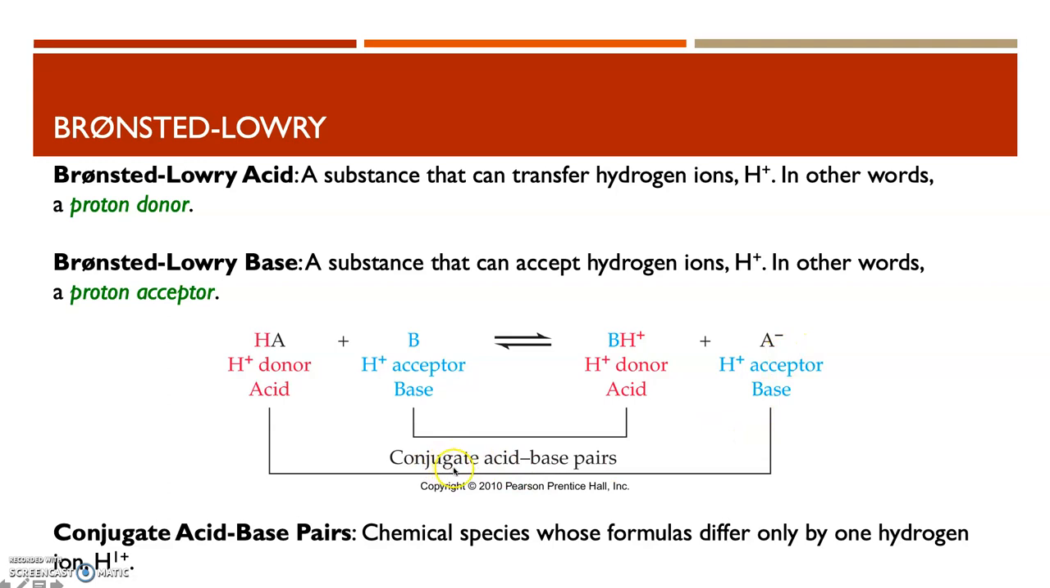So we call these pairs of species conjugate pairs. And when I identify a conjugate pair, I'm identifying the two species that look exactly the same except for the hydrogen ion that has attached to it. So the acid and the base are not the pair. The products here are not the pair. It's the B and the BH plus that is a pair, and the HA and the A minus that are a pair.